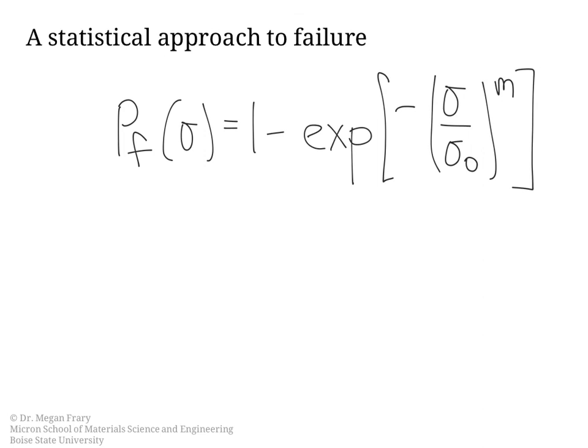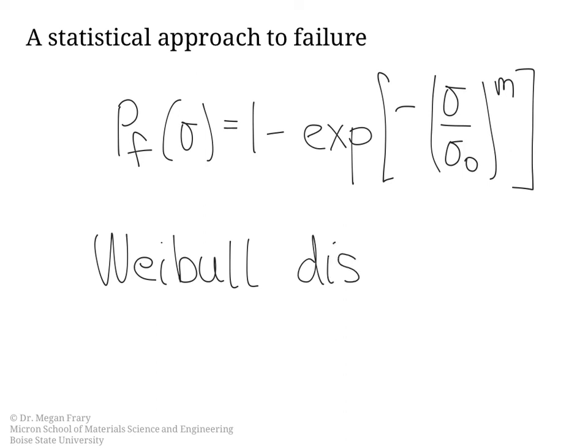So in summary, because of the statistical scatter in the types and sizes of defects in ceramic materials, we end up having to use a statistical distribution to describe the failure of these materials. And we do so with this equation, which is also what's known as a Weibull distribution, or we could say that we are applying Weibull statistics to this problem. And in the next video, we will work through an example that shows how we find m, the Weibull modulus, and this reference stress sigma naught.